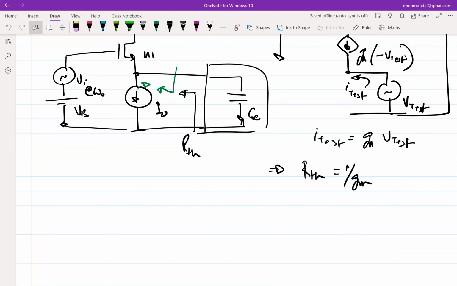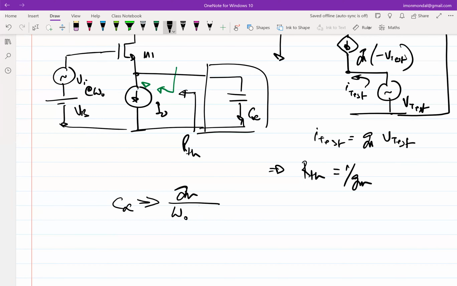So what is the constraint on C infinity? C infinity should be much greater than 1 by omega naught RTH, which means this is 1 over GM, right? So basically GM by omega naught. Okay, so as long as you can satisfy this criterion, you are good, right? So this will behave like a common source amplifier for frequencies higher than omega naught or lesser than omega naught.